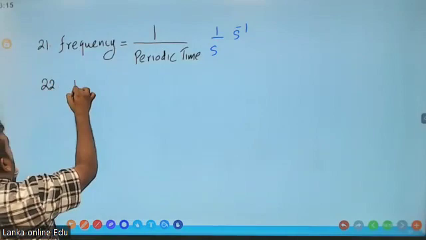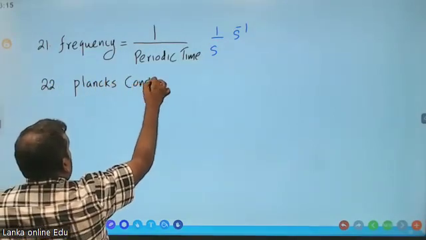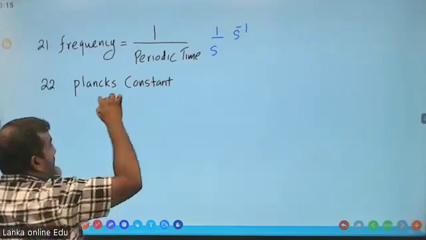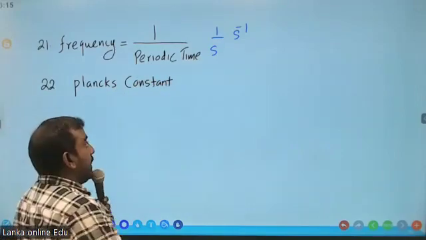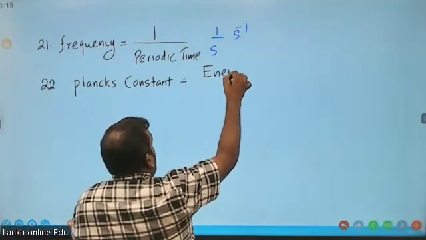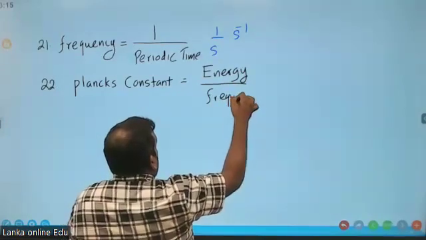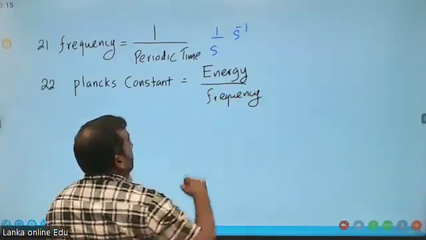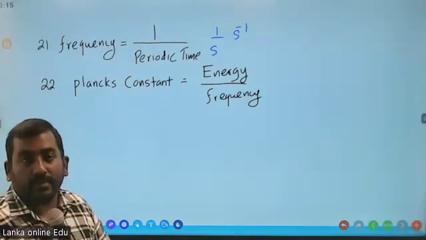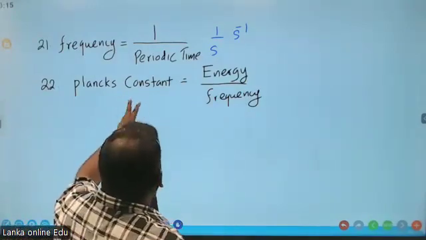Number 22: Planck's constant. Don't write, look and wait. I'll give you time to write this. Planck's constant is energy divided by frequency. Now, what on earth is Planck's constant? Energy is connected to some frequency. That's Planck's constant.